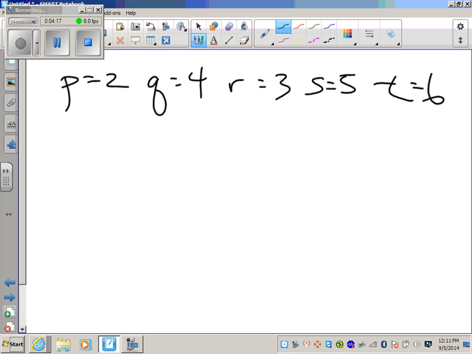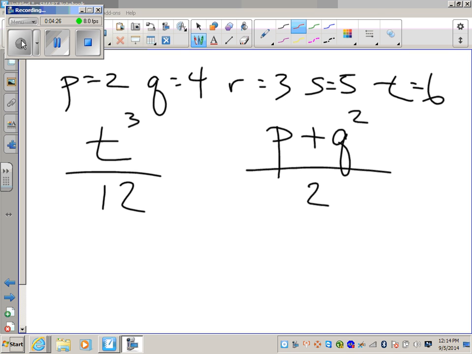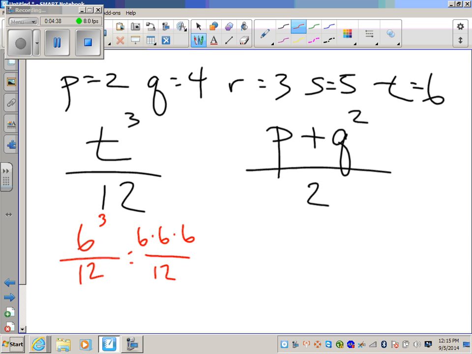Okay? And if I were to ask you t to the third over 12. T to the third, so that would be 6 to the third power over 12. 6 to the third does not mean 6 times 3, but 6 times 6 times 6 all over 12. 36 times 6 is 216. So 216 over 12, if you don't know what it is, what do you have to do? Yeah, you gotta set it up.